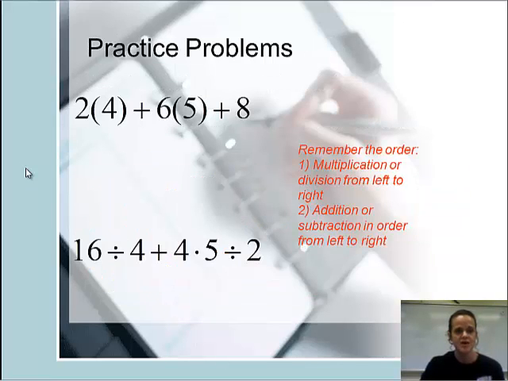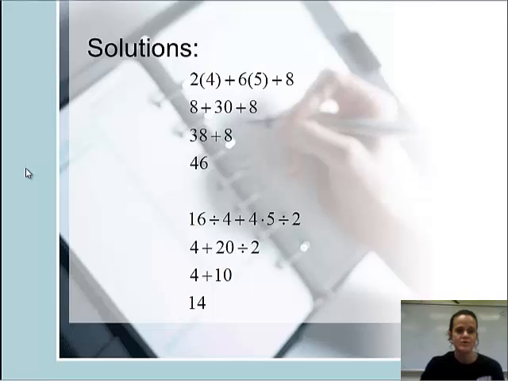Here are a couple of practice problems for you to do. Please pause the video while you perform these practice problems on your paper. For the first one, you should have gotten 46, and for the second example, you should have gotten 14.